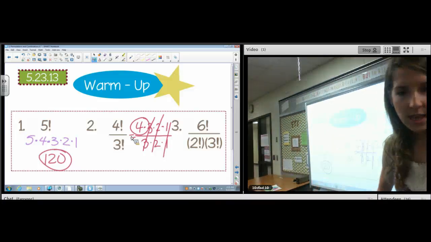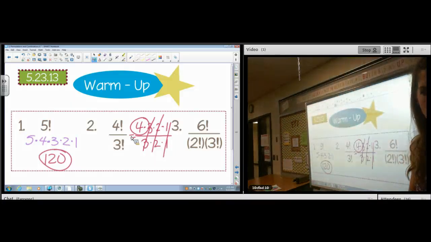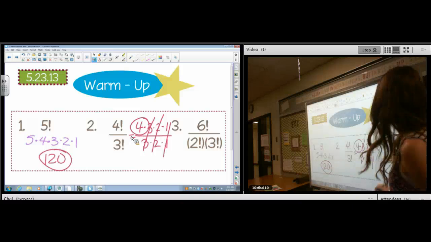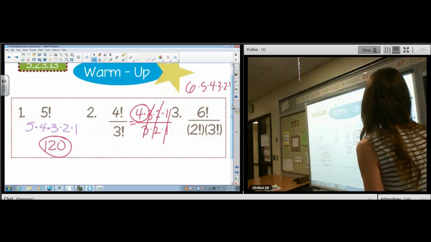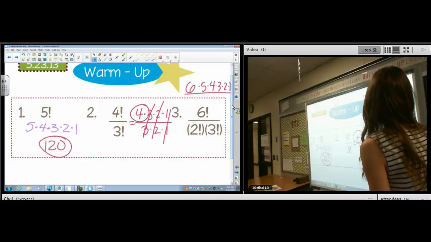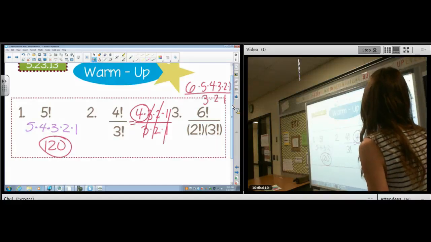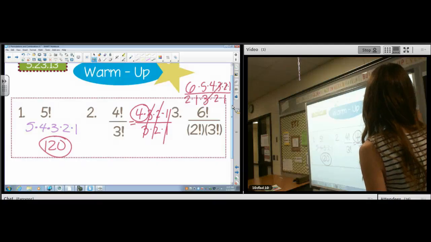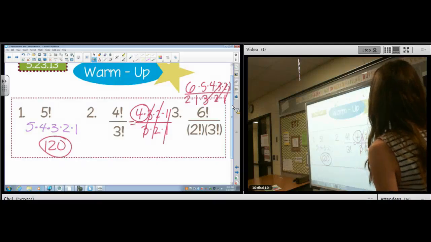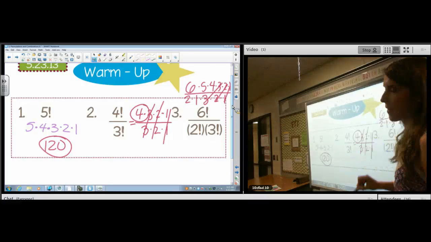Okay. And then the last one, 6 times 5 times 4 times 3 times 2 times 1. Yikes, I ran out of room. Over 3 times 2 times 1. 2 times 1. 3, 2, 1. So it's really 6 times 5 times 4 divided by 2.